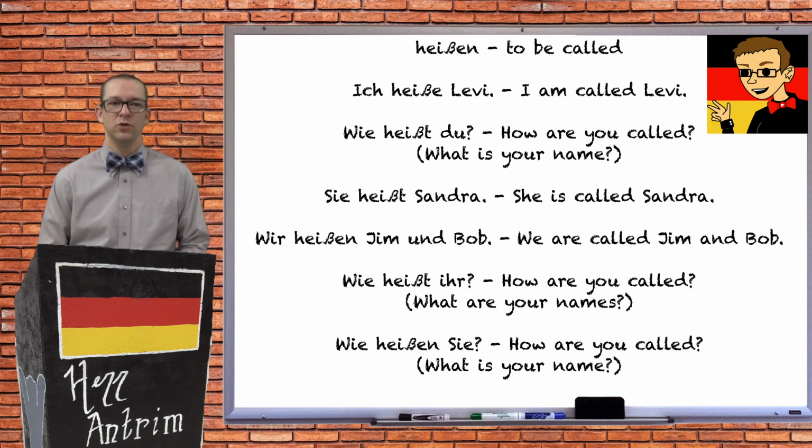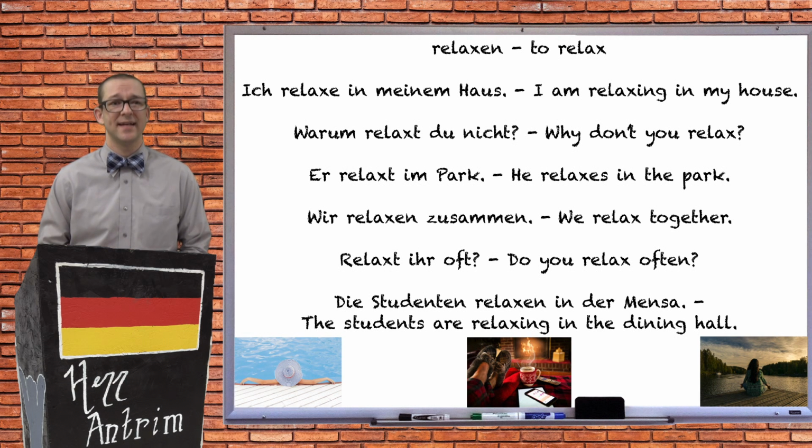Heißen, to be called. Ich heiße Levi. I am called Levi. Wie heißt du? How are you called? What is your name? Sie heißt Sandra. She is called Sandra. Wir heißen Jim und Bob. We are called Jim and Bob. Wie heißt ihr? How are you called? Wie heißen Sie? How are you called? What is your name? Relaxen, to relax.